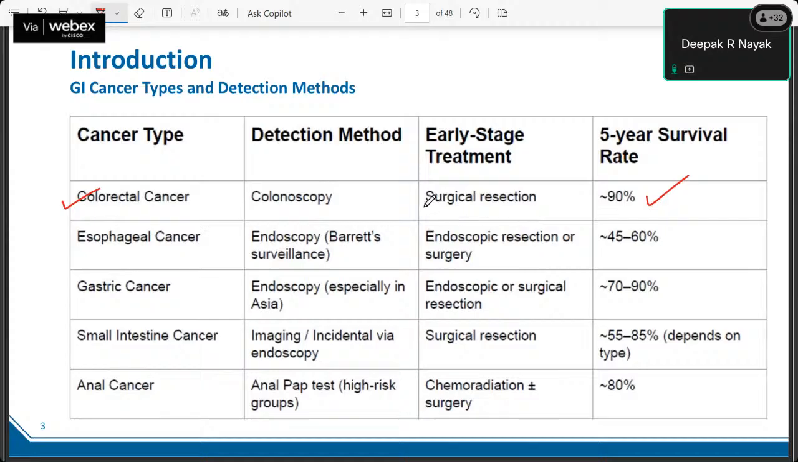We identify the lesions, or abnormal regions, which are basically polyps. I will discuss in detail exactly what a polyp is and how it develops into colorectal cancer over the years. The early-stage treatment is surgical resection. For surgical removal of the cancer, or of the polyps, we need accurate, precise boundaries of the polyps.